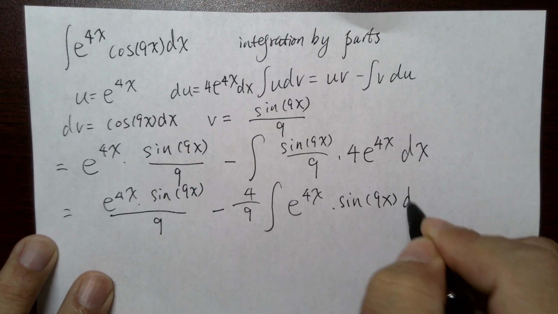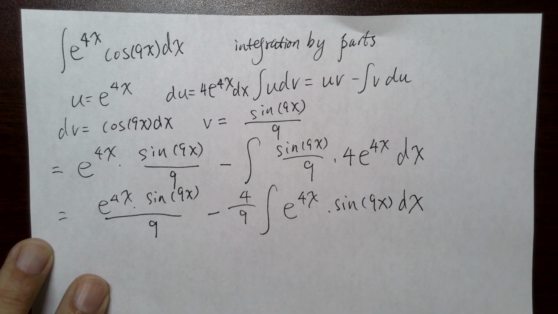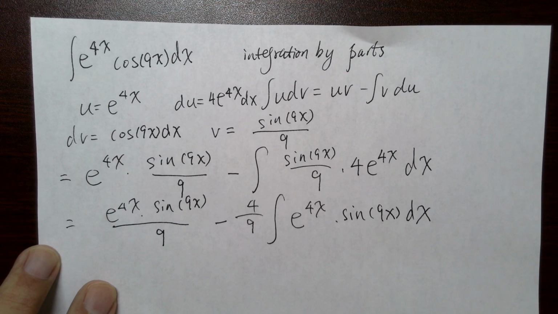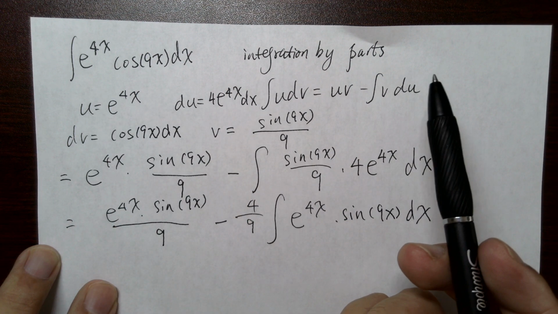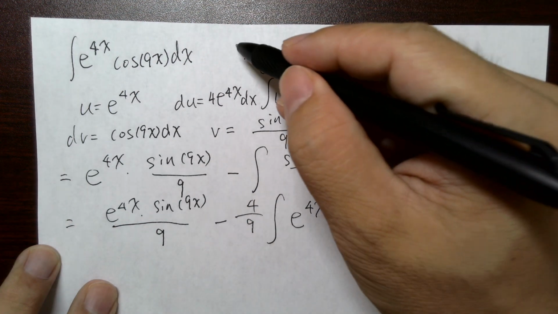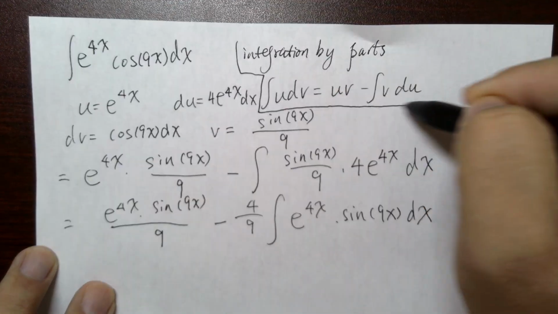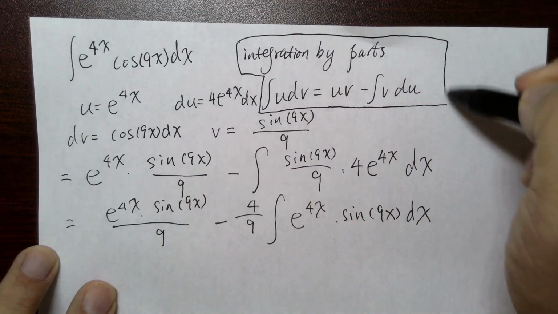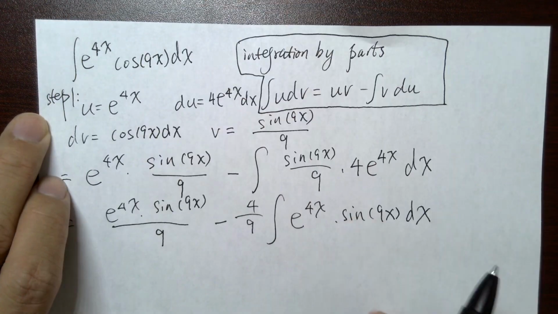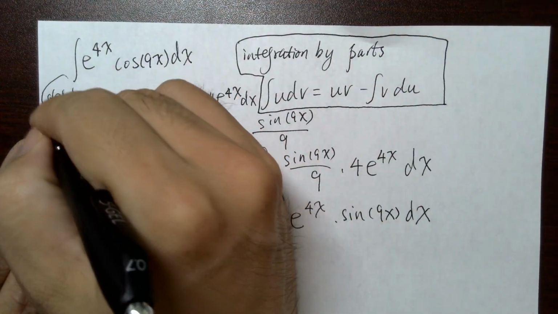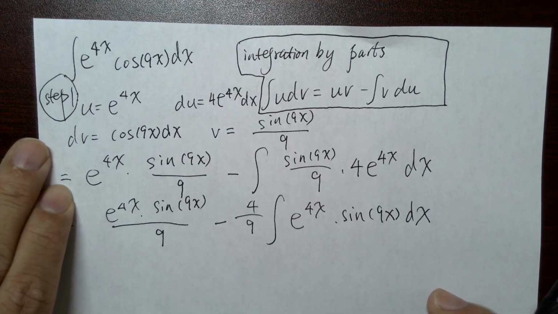e to the power of 4x sine of 9x dx. Okay, if you look at this problem here, let me box this part. This is the information. So you see, step 1, this is where we apply integration by parts once.